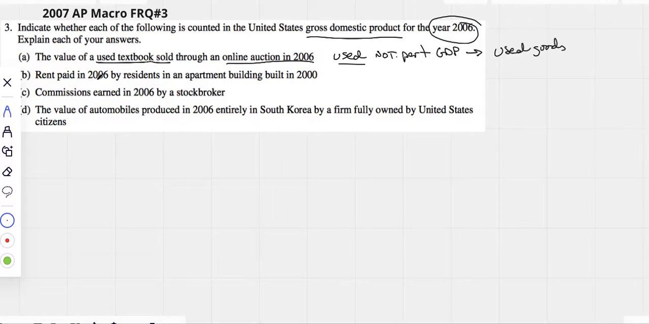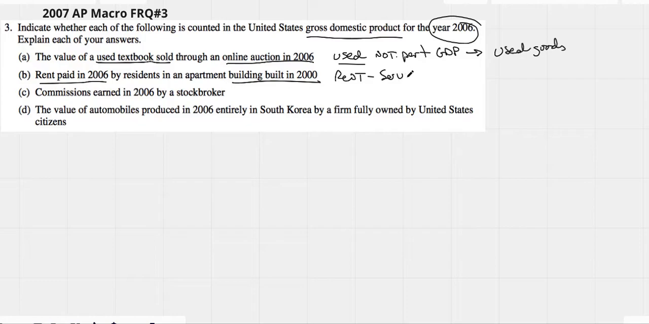Rent paid in 2006 by residents in an apartment building built in 2000. Now, notice they're not talking about selling the building here. All they're talking about is rent paid. Rent is a service, and it has to be counted in the year that the rent or that housing was actually provided, which was in 2006. So this one would definitely be yes, counted as GDP because it is a service.